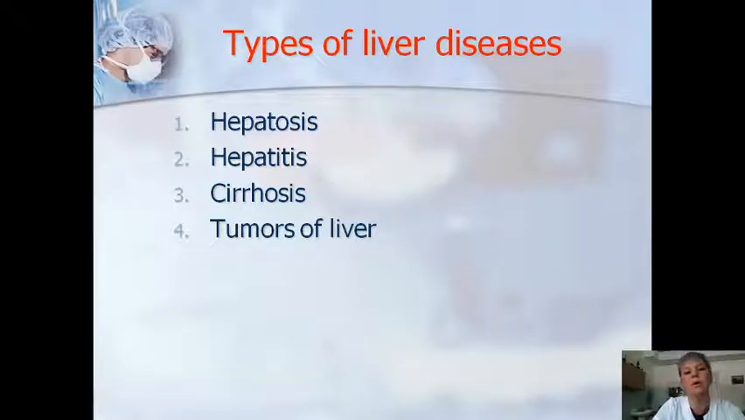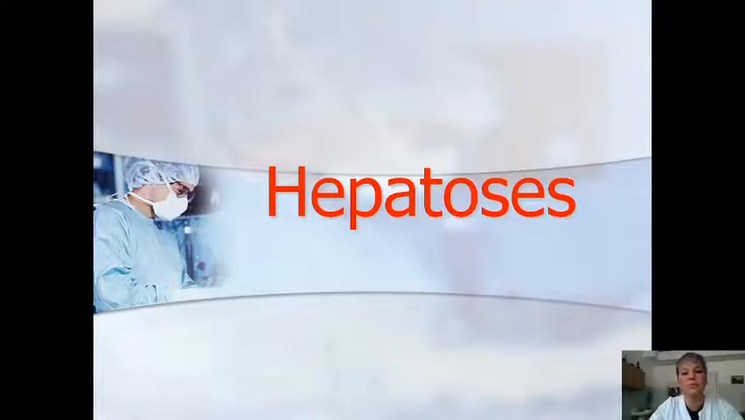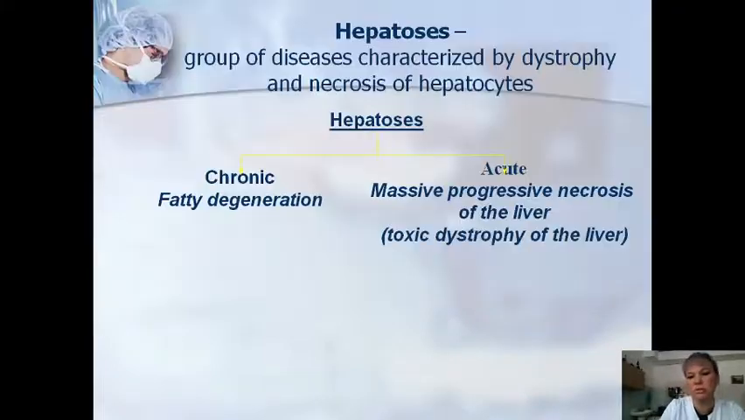There are four types of diseases in the liver. Hepatosis, where osis means dystrophy and necrosis. Hepatitis means inflammation. Cirrhosis, abnormal regeneration and growth of connective tissue, and tumors of the liver. And first, information about hepatosis.